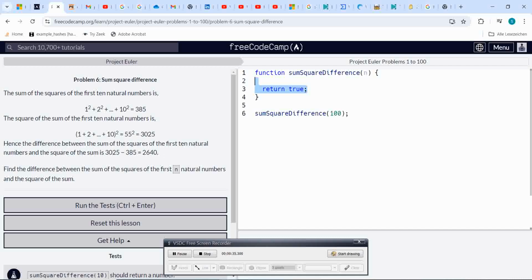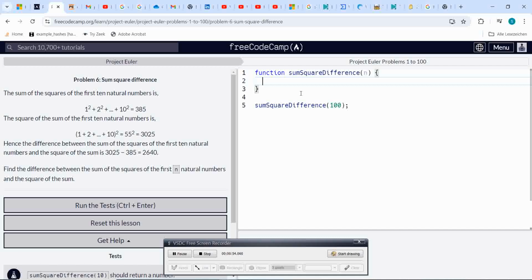Find the difference between the sum of the squares of the first n natural numbers and the square of the sum. There is an easy life hack that you will probably learn in your first year in calculus if you study mathematics. Sometimes you learn it in computer science as well.